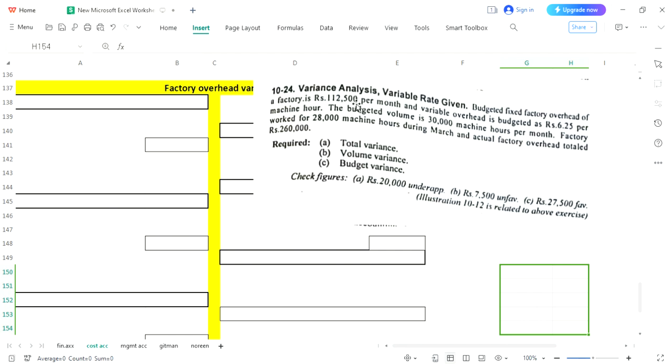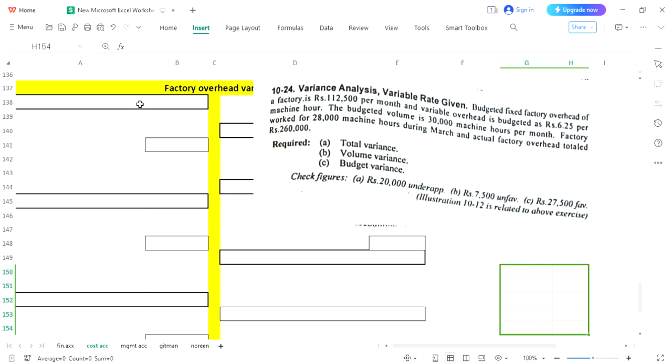Few questions were already solved and hopefully you remember the format of this question and the formulas related to it. You can see the procedure is absolutely the same pro forma that was used to solve 10.17. That was the first question, and we are using the same pro forma for 10.24.